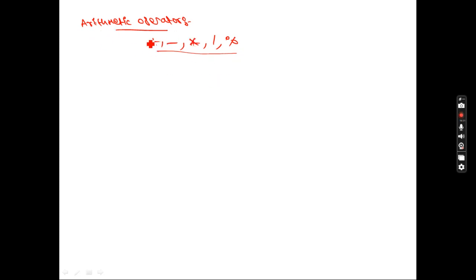Why do we use the plus symbol? Addition. Why do we use minus? Subtraction. Why do we use into? It is nothing but multiplication. Now please focus on these two operators, slash and percentage. These two are division operators. Please don't forget about these two concepts.